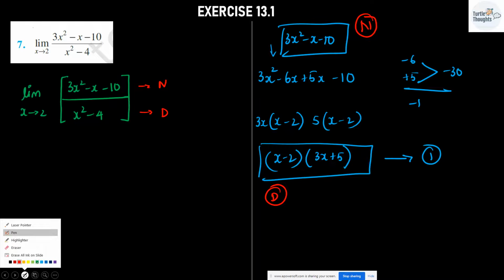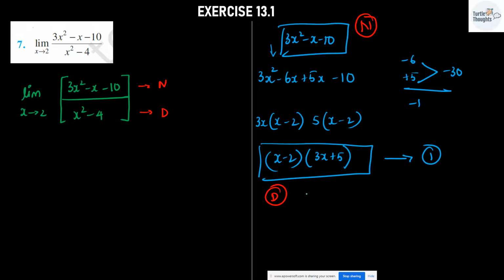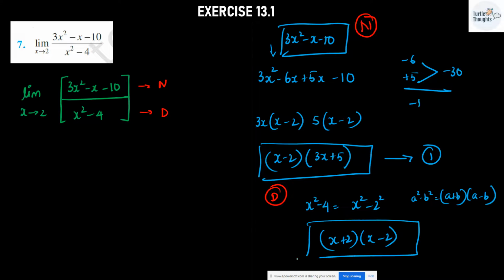Denominator, I have x square minus 4. Can you write the same thing as x square minus 2 square? Now this is of the form a square minus b square again, which can be written as a plus b multiplied by a minus b. If a square minus b square can be written as a plus b into a minus b, then I can write x square minus 2 square as x plus 2 multiplied by x minus 2. This can be taken as equation number 2.